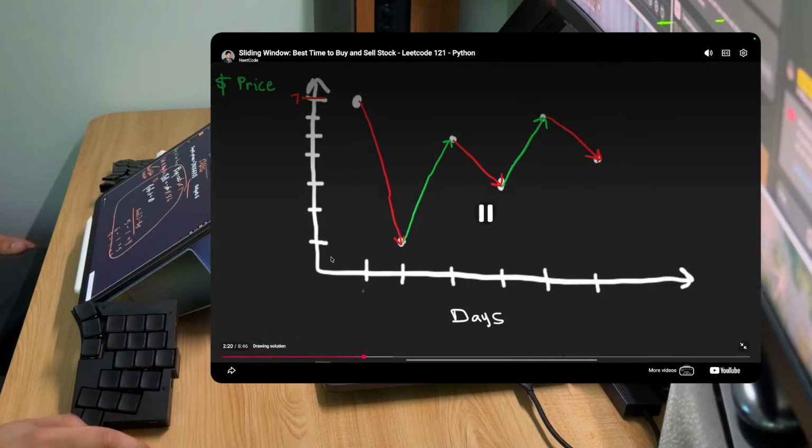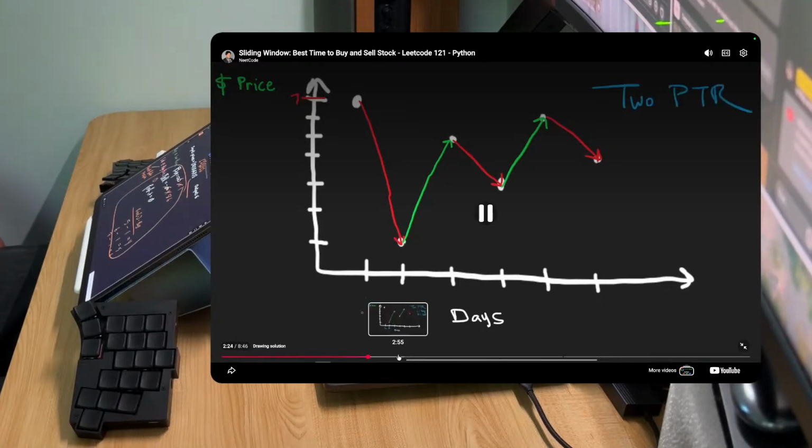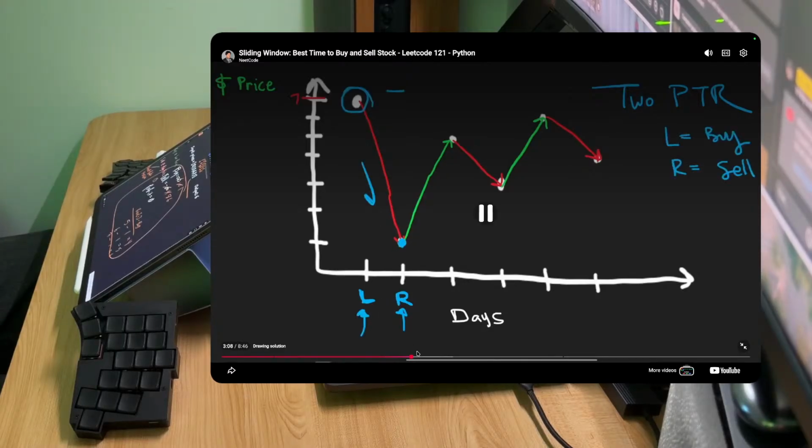Well, there's a pretty common programming technique, two pointers. So we're going to initialize a left pointer on day 1 and our right pointer on day 2, which makes sense. Right is going to be to the right of left. Why would I pay 7 when I could wait 1 day and pay 1? So that's basically how the algorithm works.